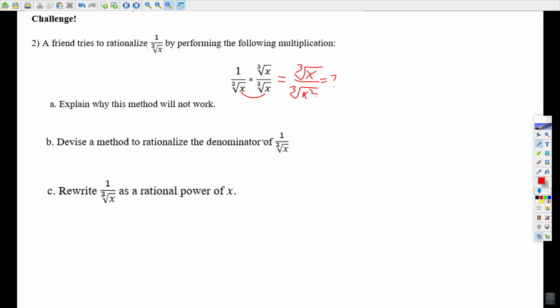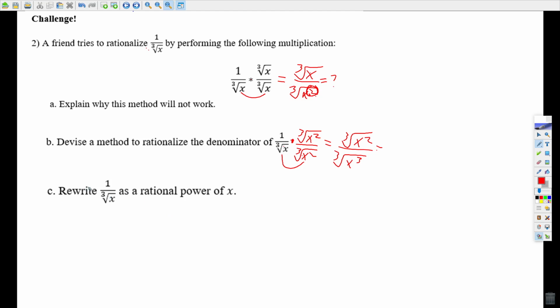Devise a method to rationalize the denominator of 1 over cube root of x. So what do we need to get this out of here? We need an extra x. We want this to be x cubed. So what if instead of the cube root of x, we multiplied by the cube root of x squared on top and bottom? So the top will be cube root of x squared. The bottom, if we put these two together, you get the cube root of x times x squared. Now we have x cubed. They're the same.